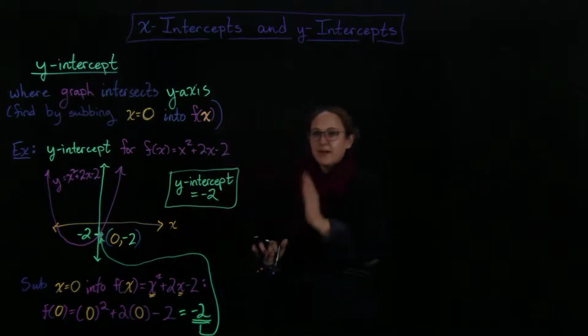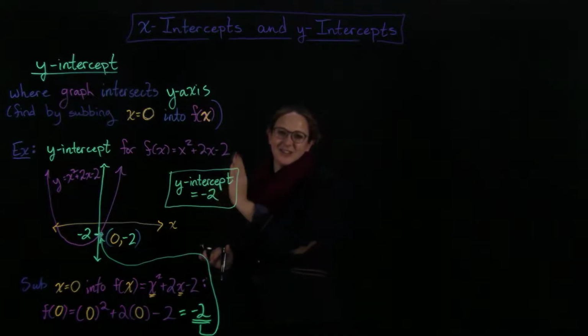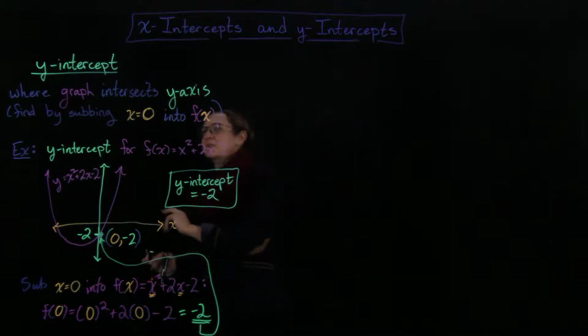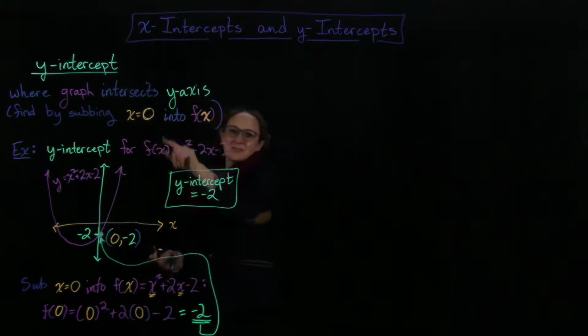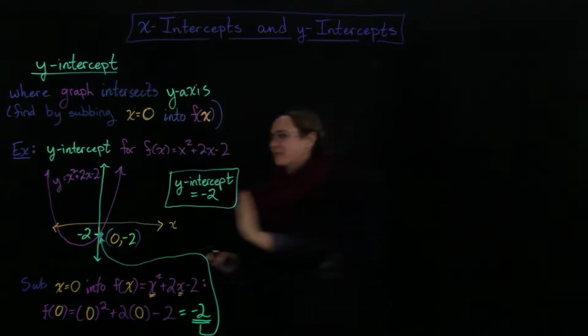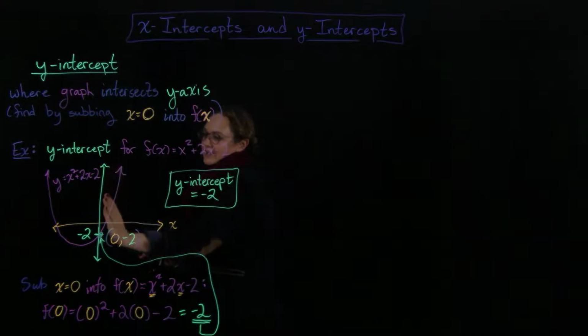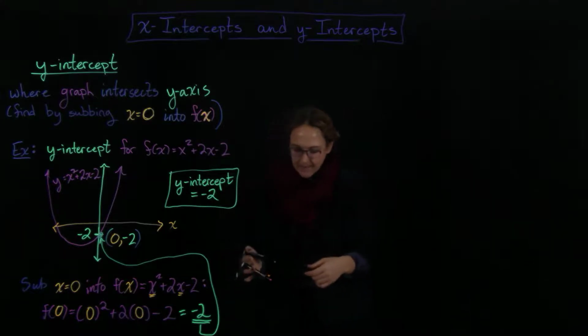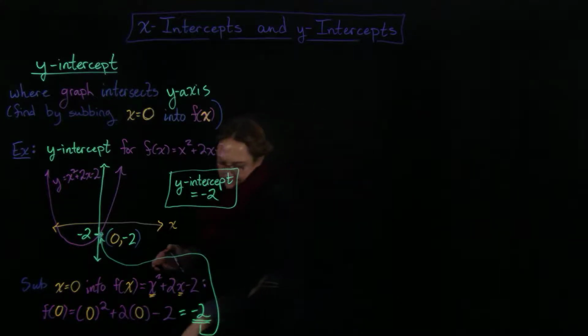So you have to keep that in mind. Try to keep these pictures in mind. Why does this end up confusing? Because you're subbing in x equals 0. But if I want to intersect the y-axis, then my x is equal to 0. That's how I live on the y-axis. Okay. So now let's look at x-intercepts.